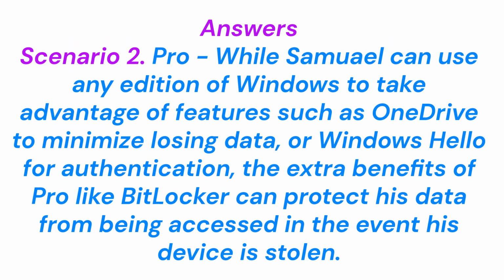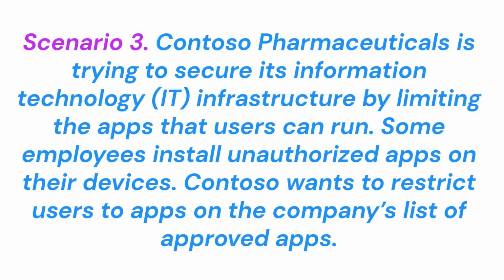Scenario 2. Pro. While Samuel can use any edition of Windows to take advantage of features such as OneDrive to minimize losing data, or Windows Hello for authentication, the extra benefits of Pro, like BitLocker, can protect his data from being accessed in the event his device is stolen.